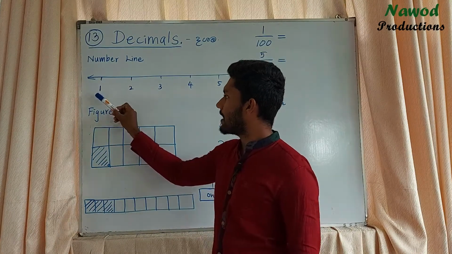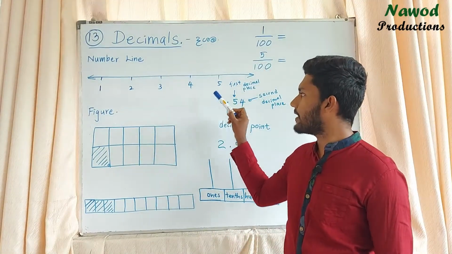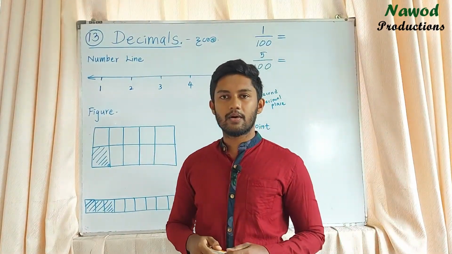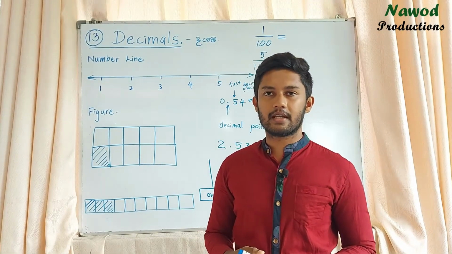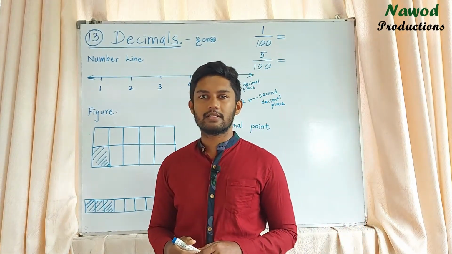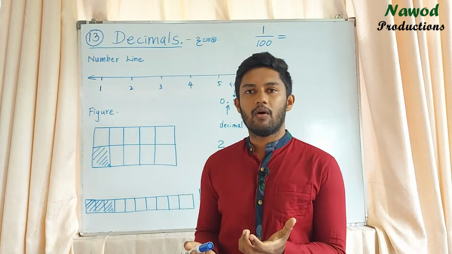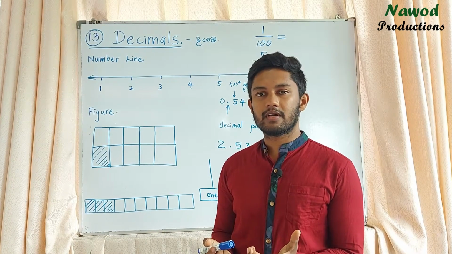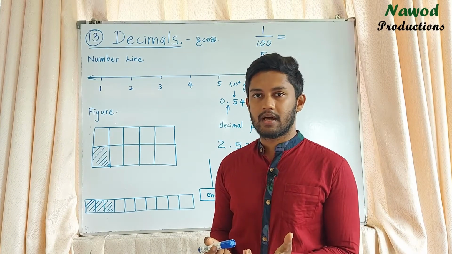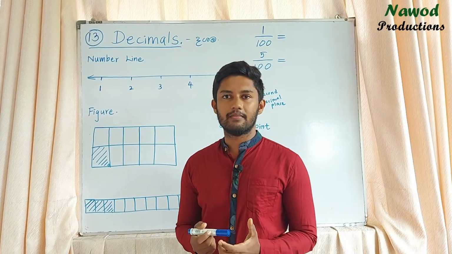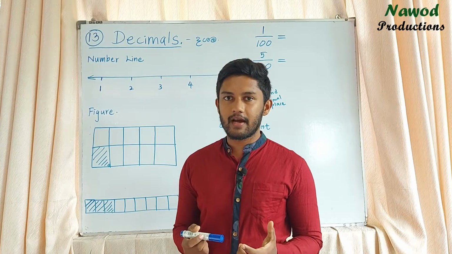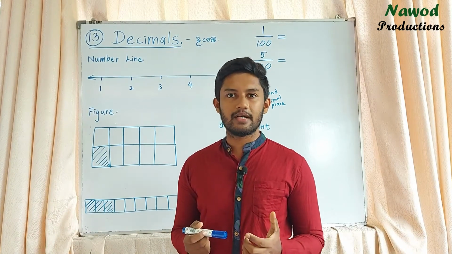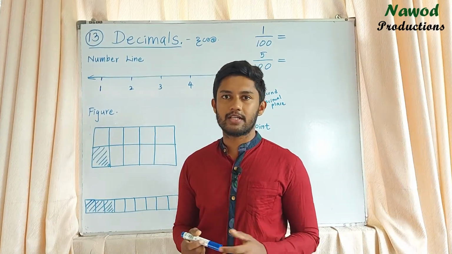Yes, 1, 2, 3, 4, 5. These are the whole numbers, Purna Sankhya. Then dear students, when considering these whole numbers, it is very important for you to learn this: in between whole numbers, we can identify the decimal numbers or else the fractions.